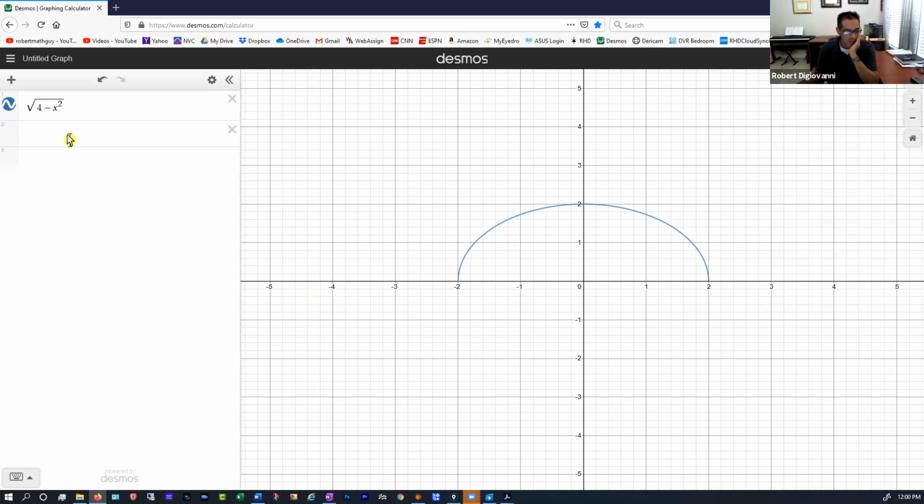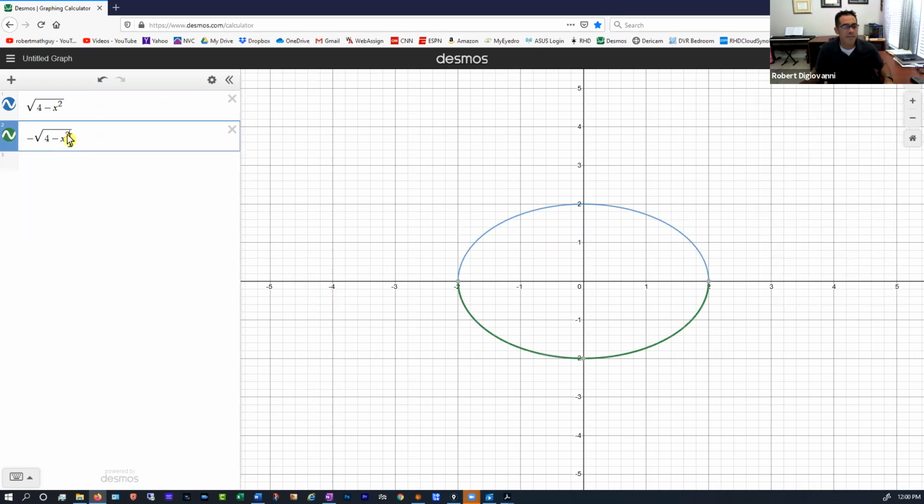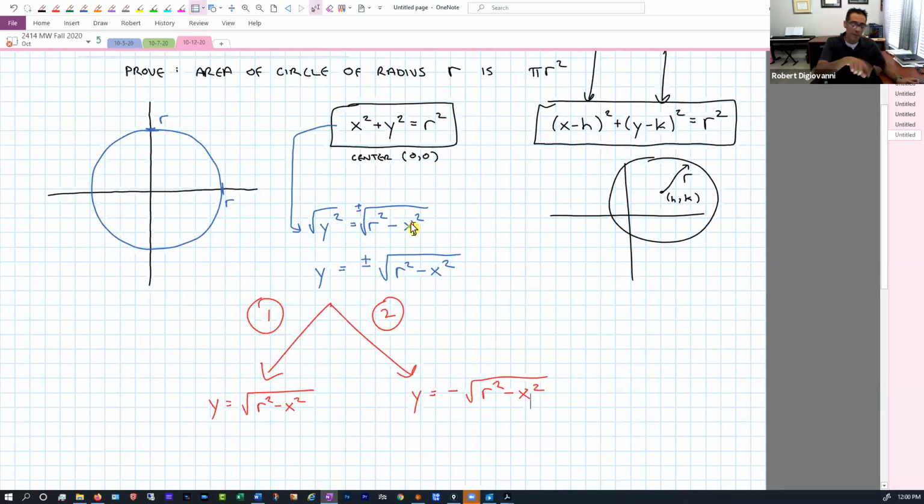All right, now, if I draw the negative of that, negative square root of 4 minus x squared, I get the bottom half. So even though a circle by itself is not a function of x, if you're willing to split it into two pieces, you can draw the top and bottom, and each of those would be a function of x, wouldn't they?